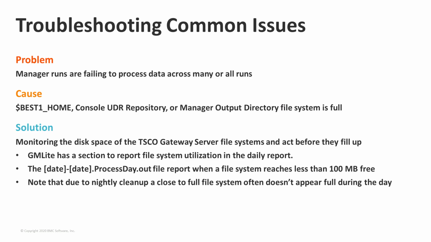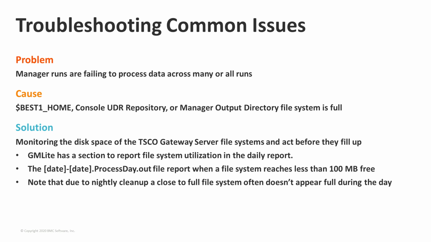Next, let's look at another gateway server manager run problem. As mentioned earlier, some files will accumulate over time in the manager output directory, and if the delayed cleanup option hasn't been configured well for the available disk space, it's possible for an environment to run out of disk space in one of the three main directories: Best One Home, the TSCO installation directory, which contains directories with logs, statuses, and user-defined files; the console UDR data repository; or the manager output directory.